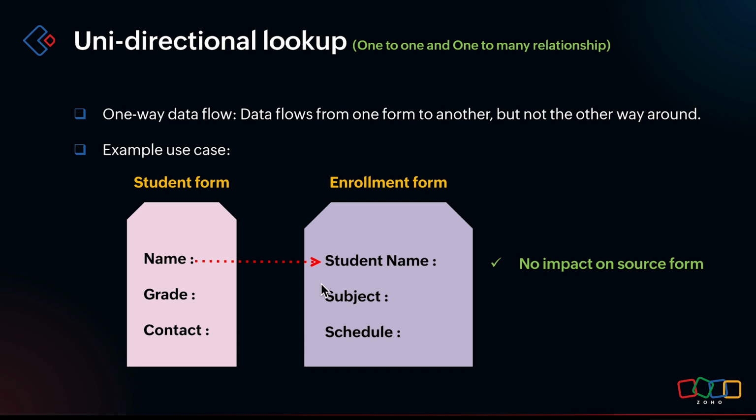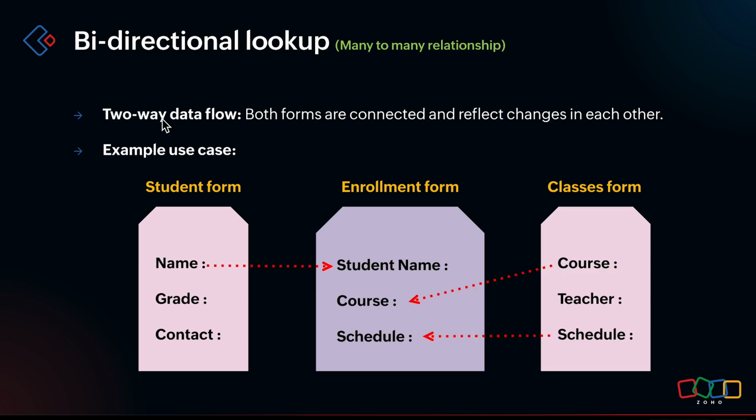You can opt for unidirectional lookup when you just want to simply refer to data from one form and display it in another form. Based on the display format that you choose, it could be either a single selection or multi-selection, based on which you can create two different types of relationship using your unidirectional lookup. It can be either a one-to-one or a one-to-many relationship. So the core concept that you need to remember is data flow happens in a single way using your unidirectional lookup. Followed by which we have the bidirectional lookup.